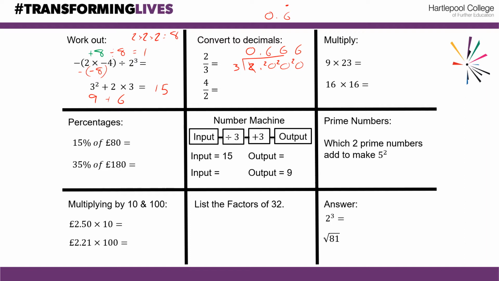The next one isn't in fact even a decimal, it's just another way of representing division. 4 divided by 2, or if you want to set it out the same way, 4 divided by 2, well 2 goes into 4 twice, so your answer is just 2.